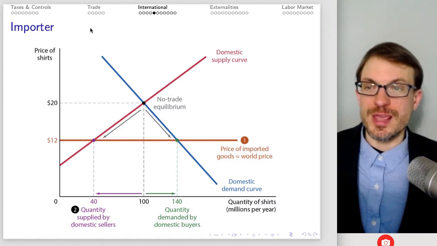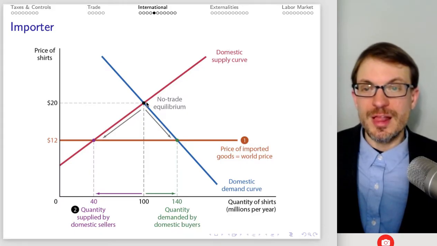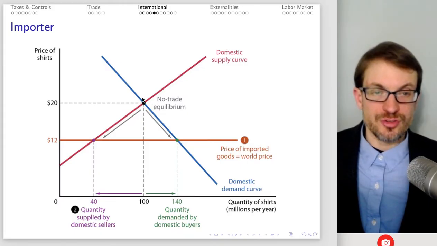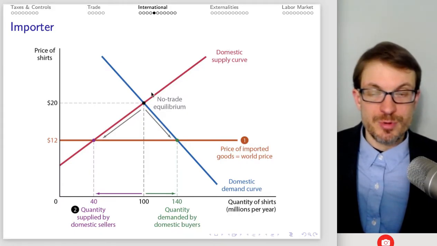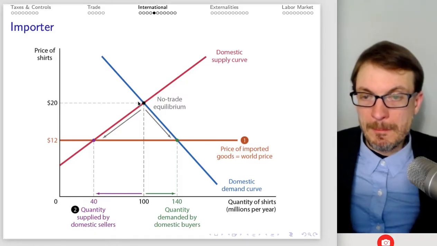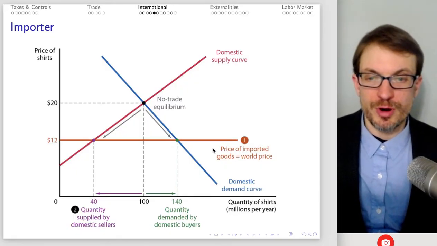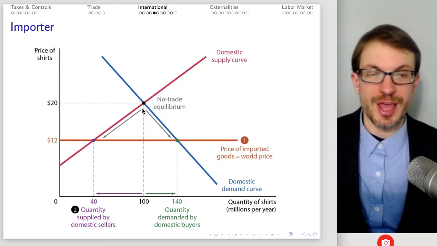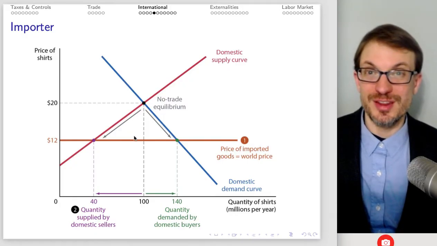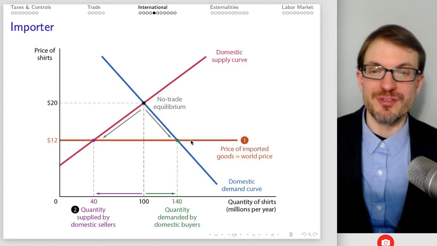Now here for our importer is our domestic demand curve and our domestic supply curve. If there is no international trade, the domestic equilibrium is right here, with a quantity of 100 and a price of 20. Now, if we open our doors to imports, the world price lies below the domestic price. So domestic buyers are going to say, wait a second, we've got foreign producers that are going to offer a better price. Let's buy from them instead.